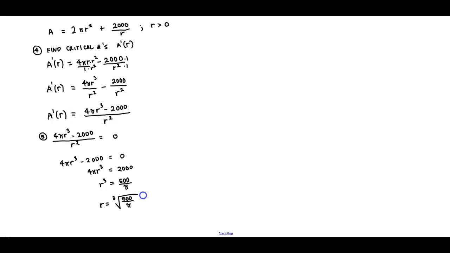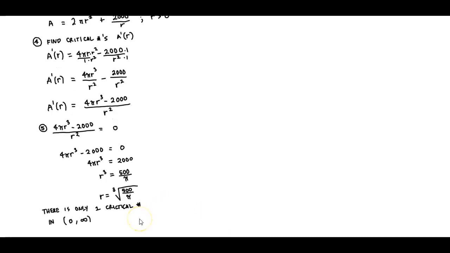So what does that tell us? Well, that tells us that there's only one critical number, and that's in the interval between 0 and infinity.